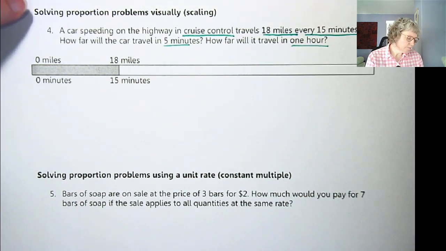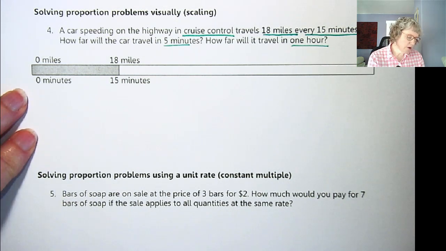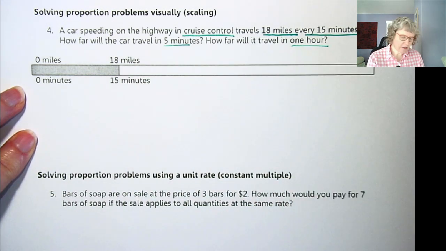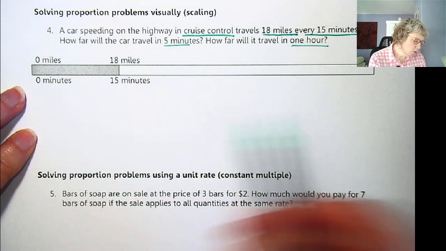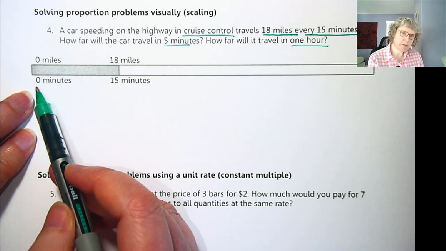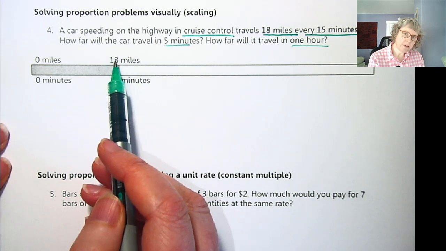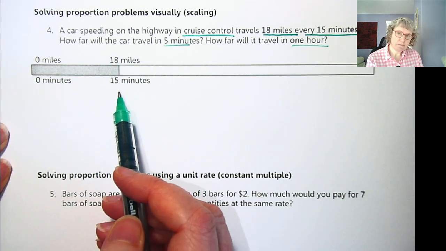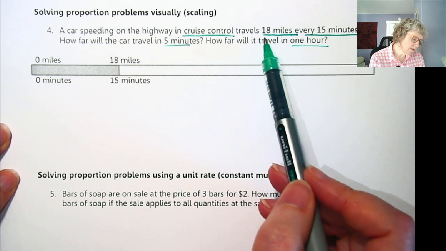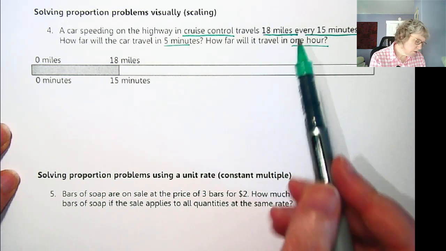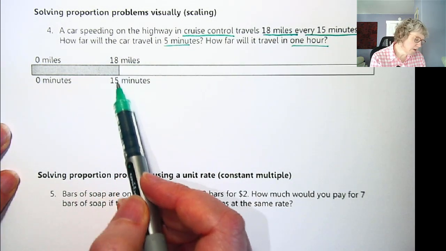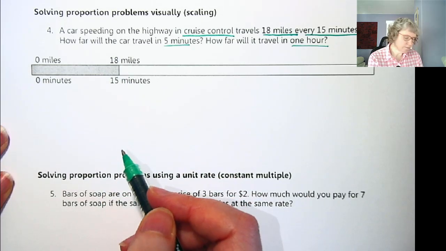So this method is solving proportion problems visually, or another word for this is scaling. I've got a bar drawn out because if you're visual like me, it can help to have a visual. So I've got a bar going across the whole page, and then I've got 0 miles and 0 minutes on the left, miles on the top, minutes on the bottom. And then 18 miles corresponds to 15 minutes because it says the car travels 18 miles every 15 minutes. So about partway over, I've got 18 miles and 15 minutes.